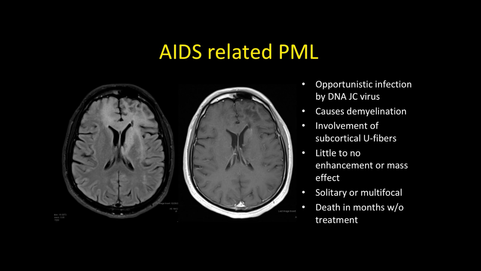These can be solitary or multifocal and large, and without treatment, there's usually death in months. And you can see in this case, there's a large multifocal lesion crossing the corpus callosum, and there's actually volume loss in the left frontal lobe where the lesion actually started, and some patchy enhancement at the periphery.